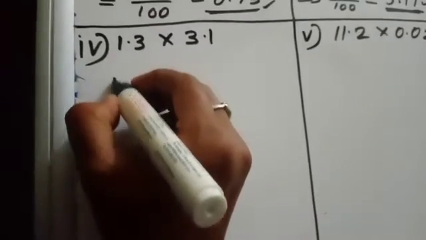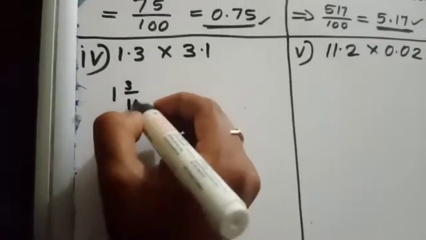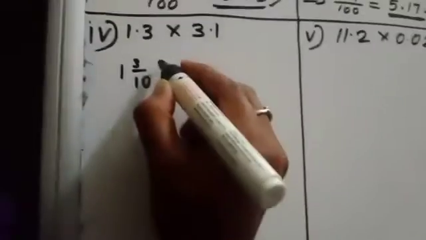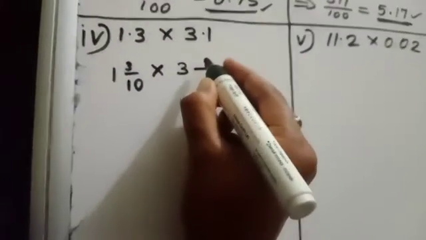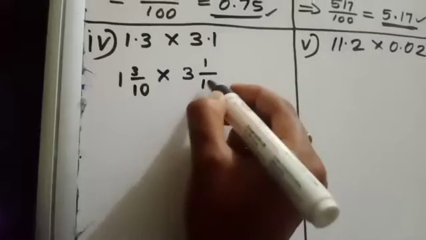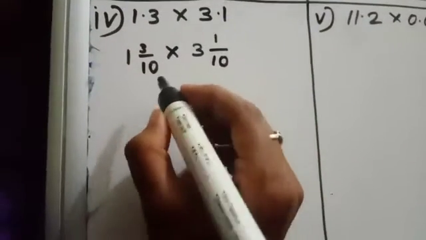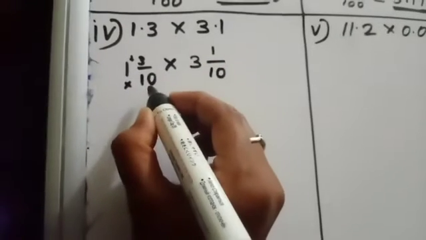1.3, the 1 you can consider as a whole number. 3 upon 10. Why? Because 3 is in the 10th place. Again, 3 as a whole number, 1 upon 10. Now both we have got mixed fractions. Let us convert into improper fractions.